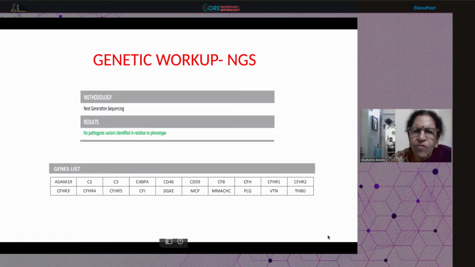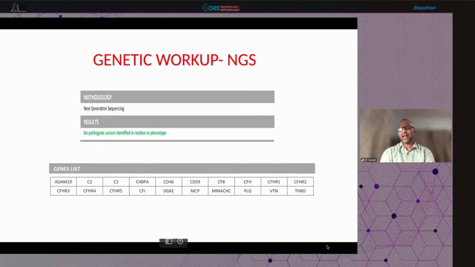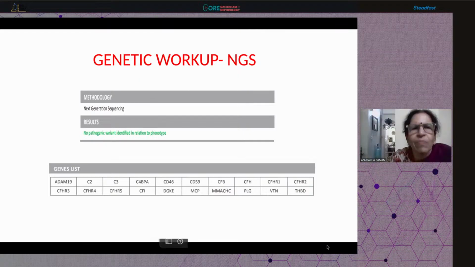And the other thing is, since this patient's biopsy is showing cortical necrosis, as part of an immune workup I think you should also have sent for APLA, because catastrophic APLA, although renal limited disease in APLA is rare, but seeing the way she has progressed, probably it could have been done. Maybe.